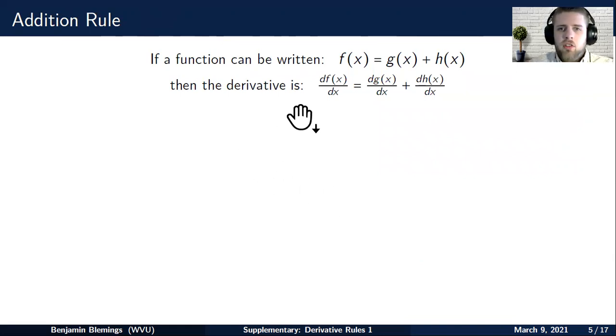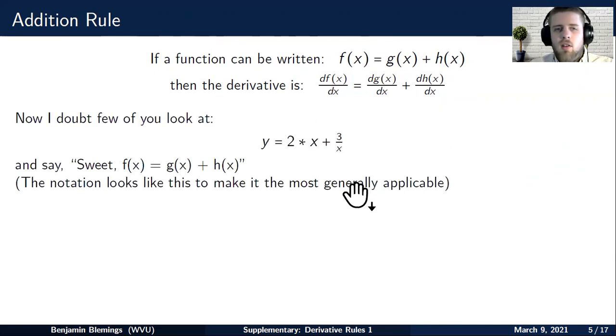And so if a function can be written f of x equals g of x plus h of x, then we know the derivative of f of x is the derivative of g of x plus the derivative of h of x. All right, so now I doubt few of you look at, say, some example function. I'm going to use y equals 2 times x plus 3 over x and say, sweet, f of x equals g of x plus h of x.